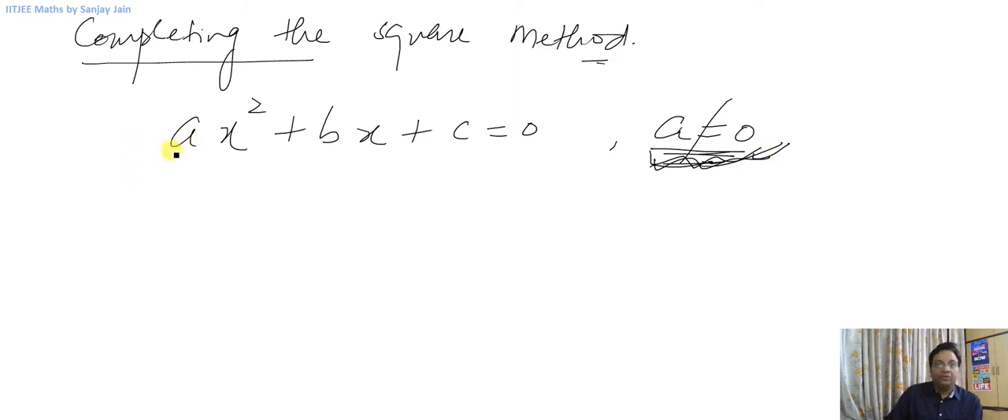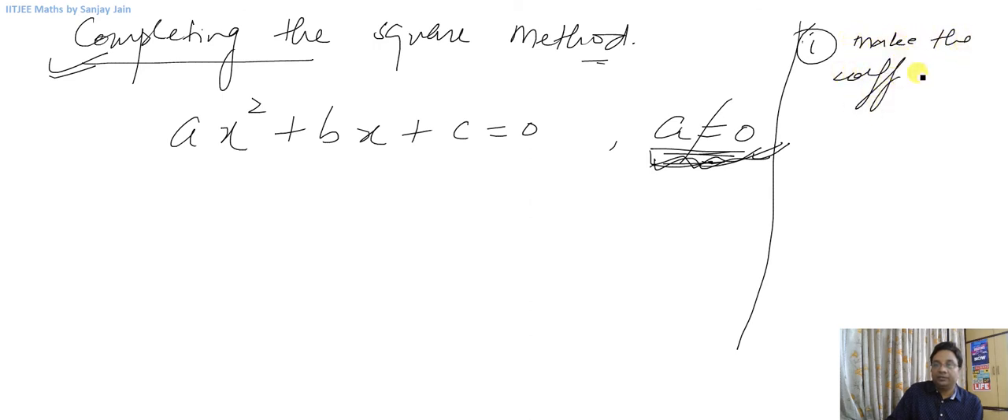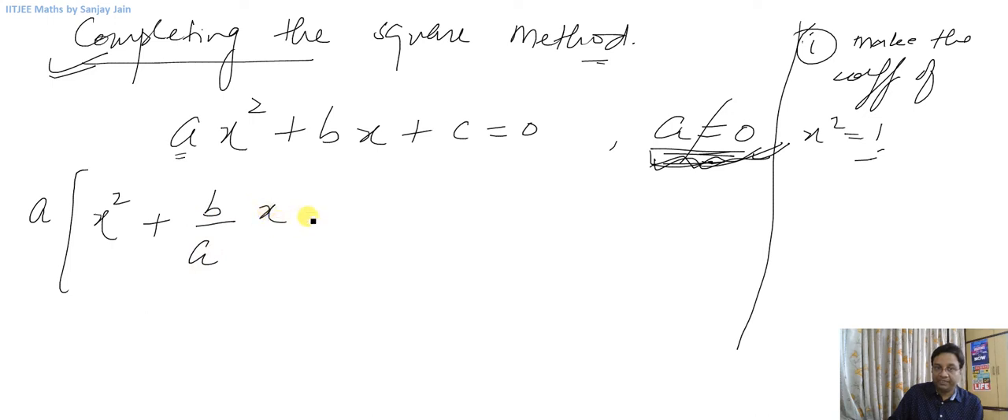Okay, so the first step that I'll use for completing the square method is, let me write the steps here. First step will be to make the coefficient of x square equal to 1. And how can I make it 1? I can simply take a common. So if I take a outside, I will be left with x square plus (b by a) x plus (c by a), right?